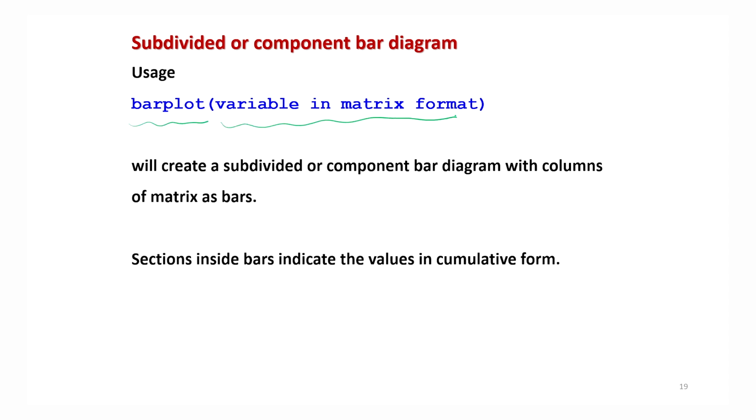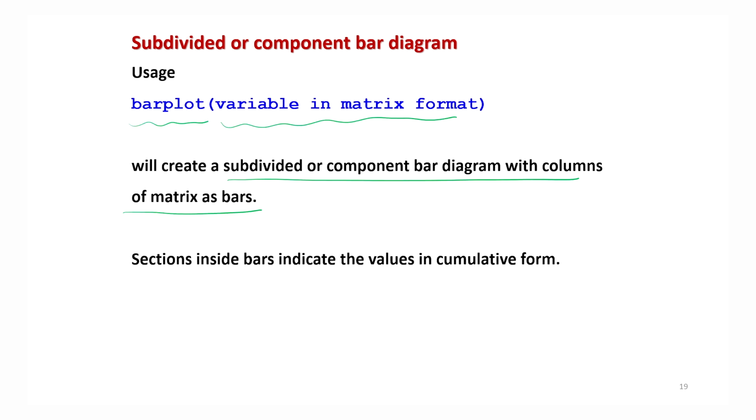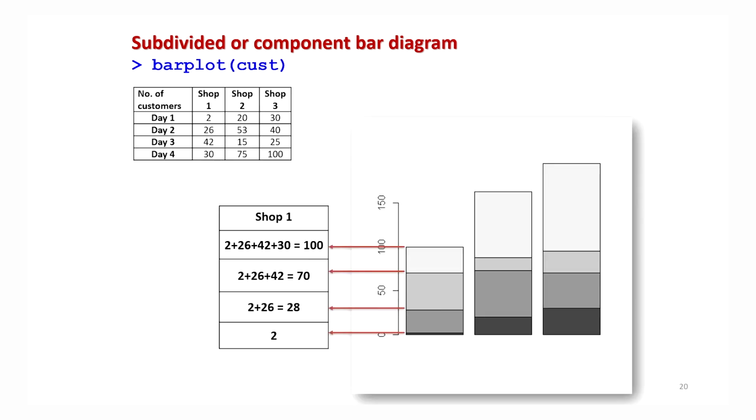Right. Now I use the same command, bar plot, and the variable name is in the matrix format. And this will create a subdivided or component bar diagram with the columns of the matrix as bars. Means if I try to see here, these columns will become the 3 bars like this one. And the individual values inside the bars will be partitioned, and each section inside the bars will indicate the values in the cumulative form. I will show you how. For example, if you give the command bar plot CUST inside the parenthesis in the R console, then you will get this type of bar diagram, which is a subdivided bar diagram.